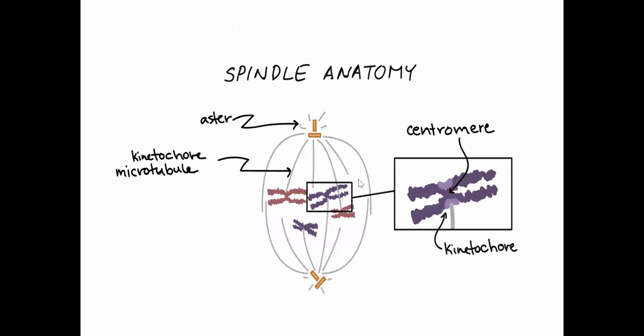This is the spindle anatomy, with the aster position from where the spindle fibers or aster rays emerge, and here the kinetochore microtubule or chromosomal fiber. If you zoom here you will see the centromere and this is the kinetochore position, that means the position from where the spindle fibers are attached with the centromere. This region is called the kinetochore.